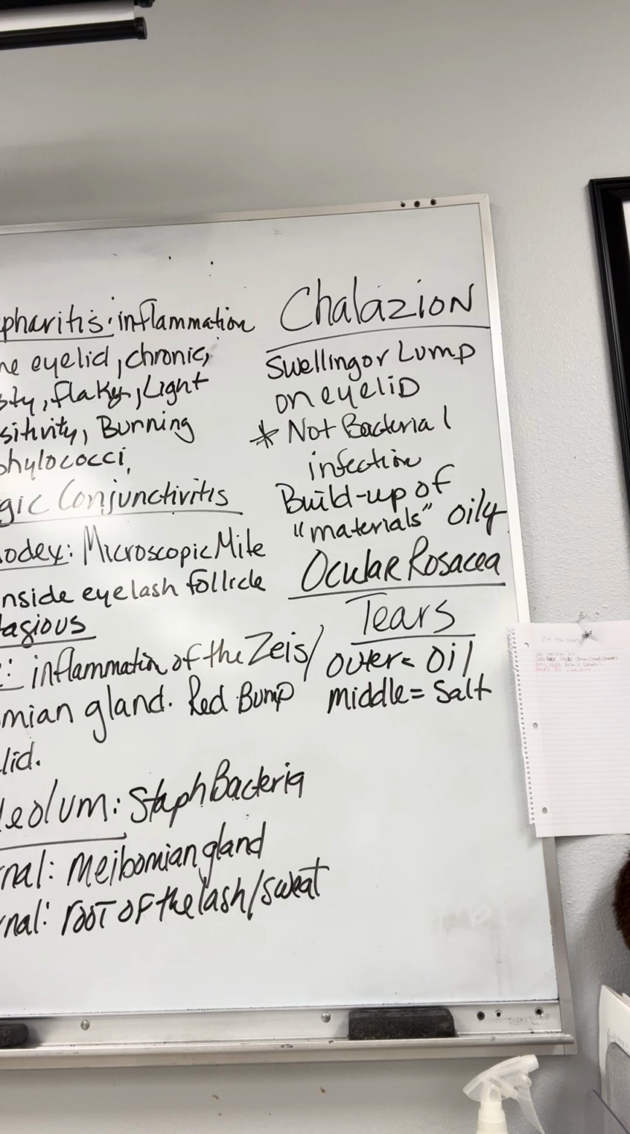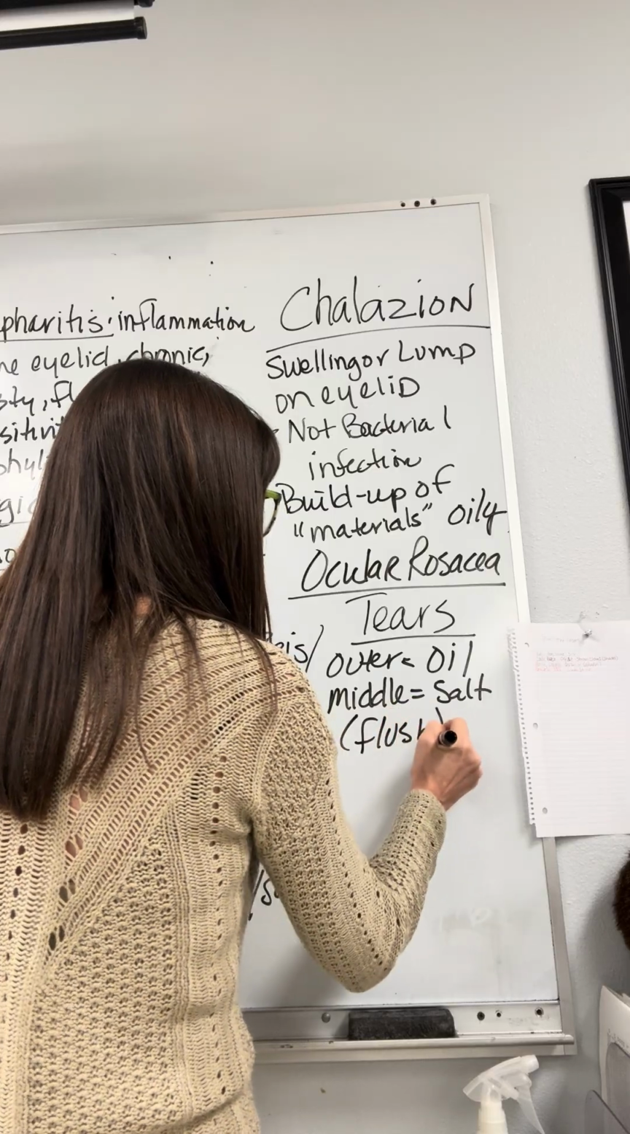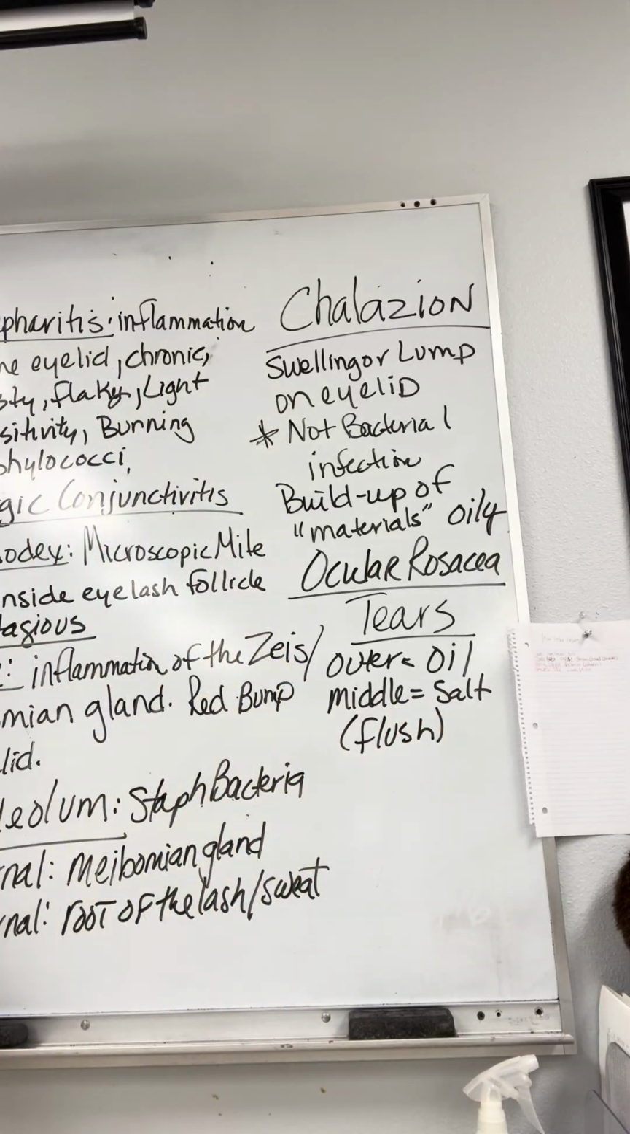Okay, so the oil keeps it from drying out. The salt helps to flush your eye of stuff. That's why when you go to flush your eye, what kind of a solution do you use? Saline, which is a salt solution, right? Makes sense. Now I know why. So smart. Without this, we produce a sticky substance from our eyelid glands causing irritation.